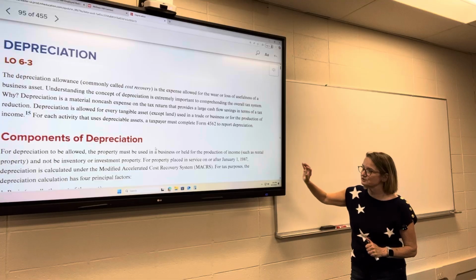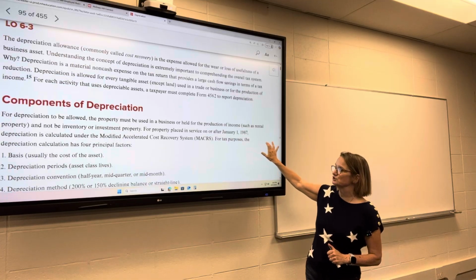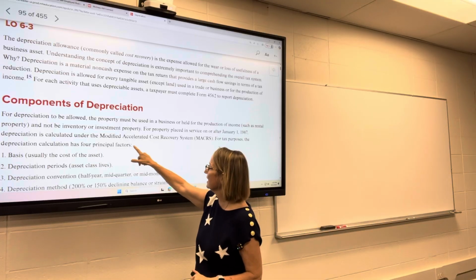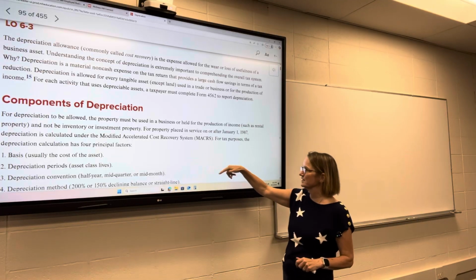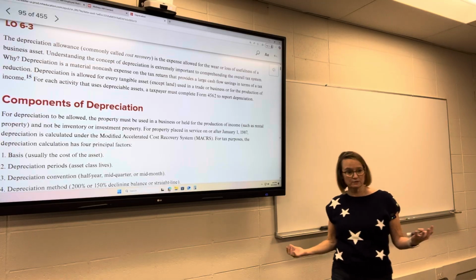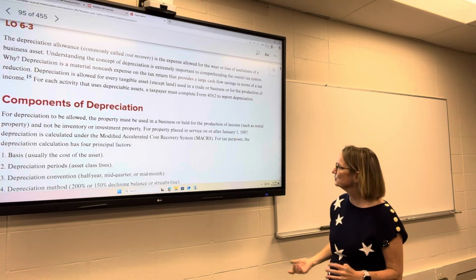The method for depreciation, the most common method for depreciation under tax, is referred to as the modified accelerated cost recovery system, otherwise known as MACRS. So that's another one of those acronyms that you're going to want to become familiar with.